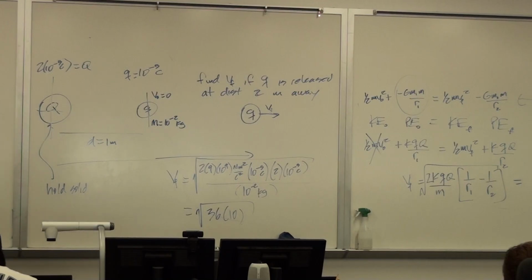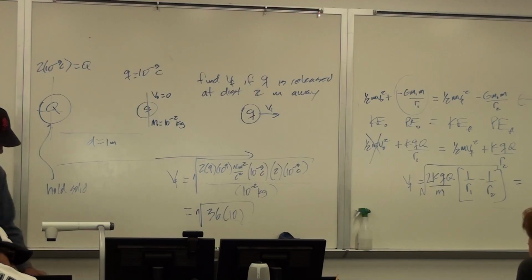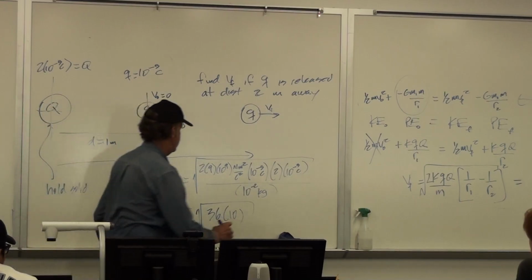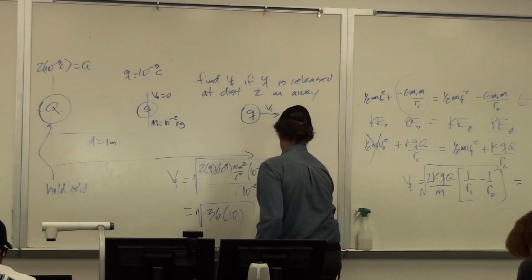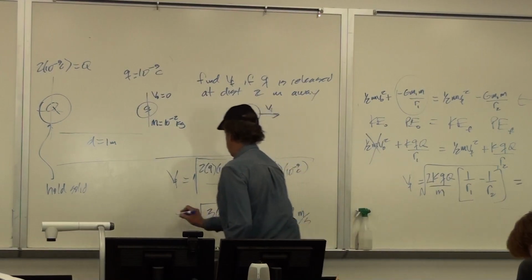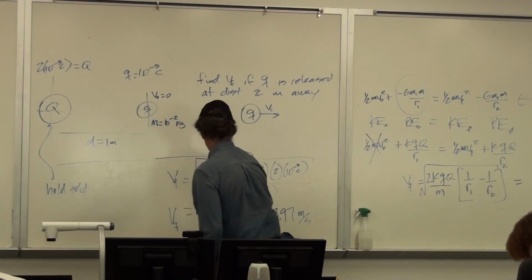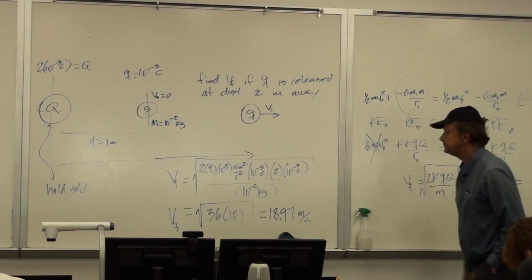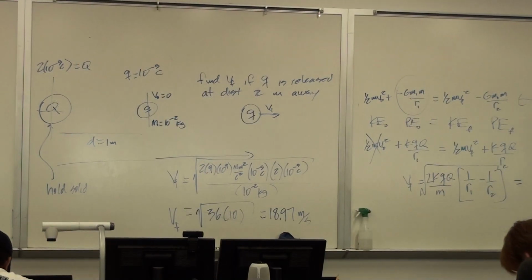What's the square root of 360? Well, it's 6 times the square root of 10. 18.97. Thank you. 18.97 meters per second. So that would be my V final. Does everybody see how we do that? Just using conservation of energy?